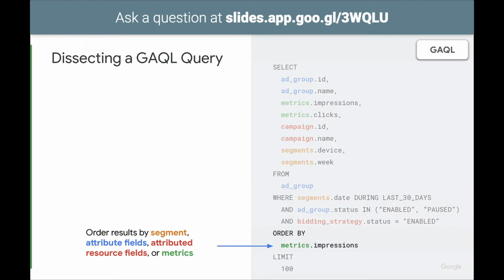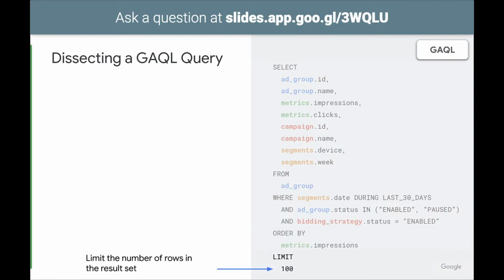Next, we can order our result set. We can do so by segments, attribute fields, attributed resource fields, or metrics. There are some details in terms of what you can put in there and when, but we're not going to get into that nitty-gritty detail today. That might be a conversation for another future webinar. And then finally, we have limit. You can put an integer there and limit the number of rows in your result set. And with that, you've walked through the entire grammar and syntax of a GAQL query string.